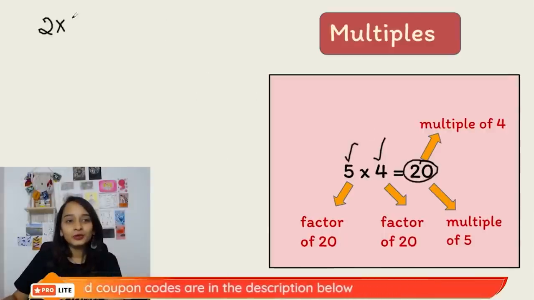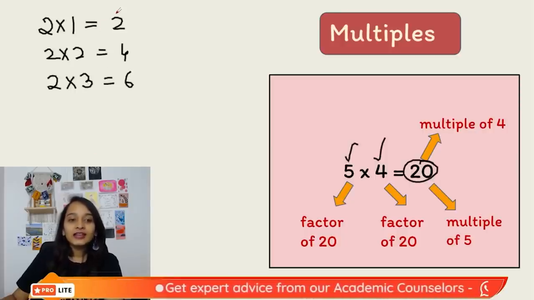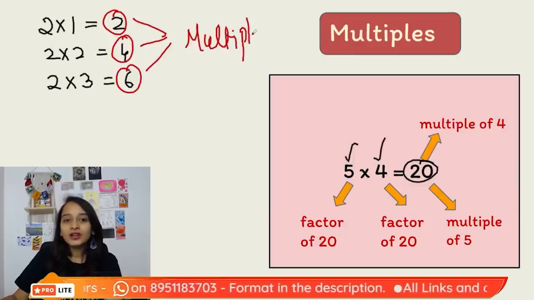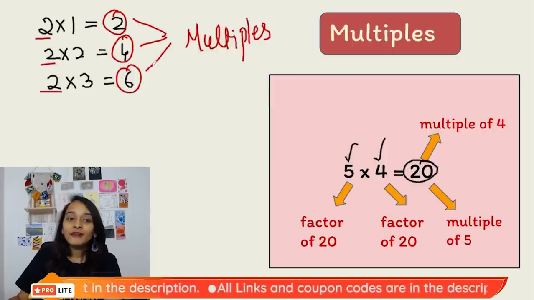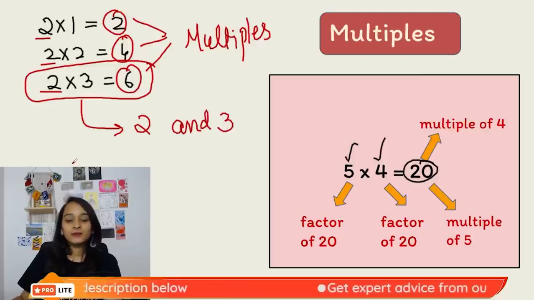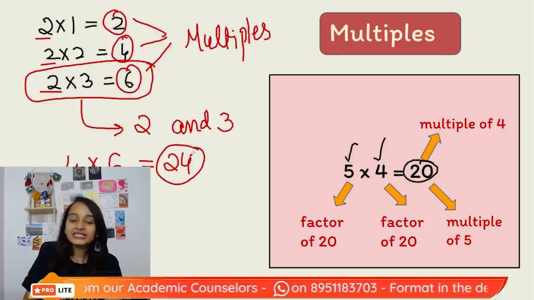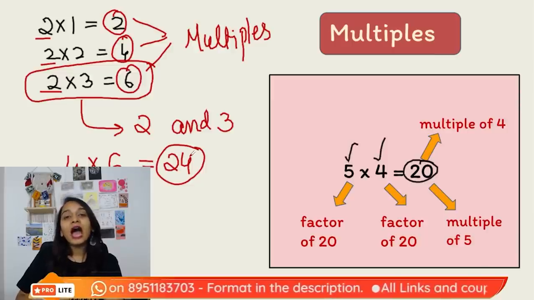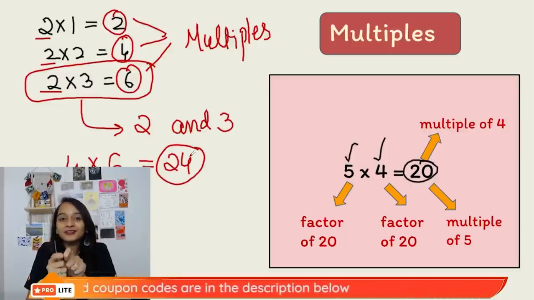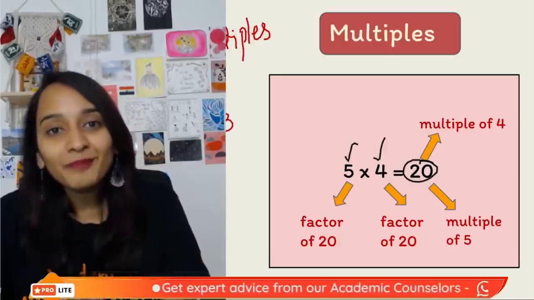For example, if I write 2 table, 2 into 1, 2 into 2, 2 into 3 and so on. Now what can you say here? Now this 2, 4, 6, 8, what are they? They are all multiples. Of what? Multiples of 2. Now when I only talk about this one, you can say that 6 is a multiple of 2 and 3. Suppose if I say 4 multiplied with 6 is 24. 24 is a multiple of 6 and 4. But 6 and 4 are factors of 24. The small numbers are factors. And when you multiply the factors, you get the multiple. Isliye usko multiple bolta hai, because we are multiplying the factors, multiplying the numbers to get the multiple.